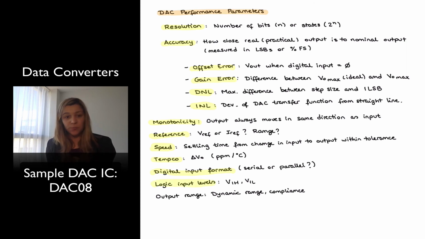Logic input levels, because you have a digital input, typically will come specified: what is the maximum voltage that the DAC will interpret as a logic low, or the minimum voltage that it will interpret as a logic high, VIL and VIH. Output range, what is the dynamic range, the compliance if you're talking about the current output, etc. And then other things will just be different types of packaging, whether you have a single DAC in a package or multiple DACs in a package, and so forth.